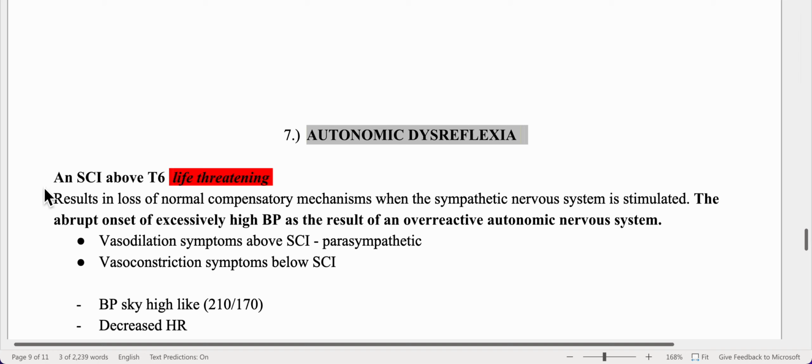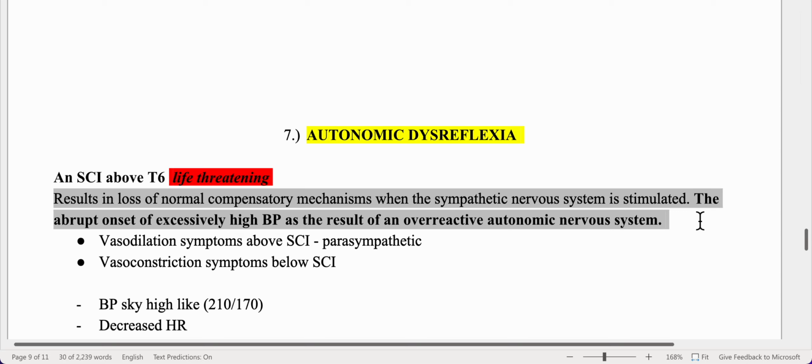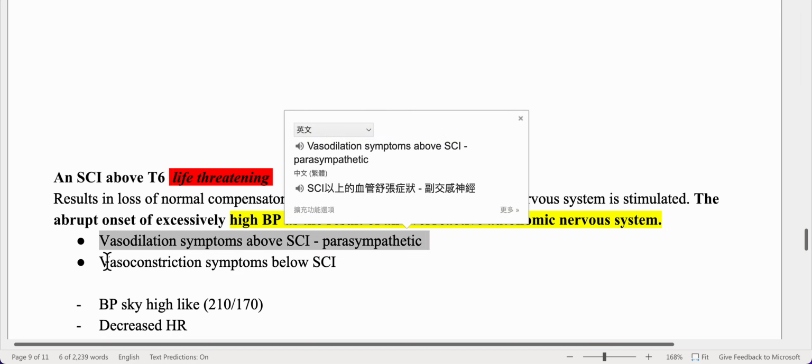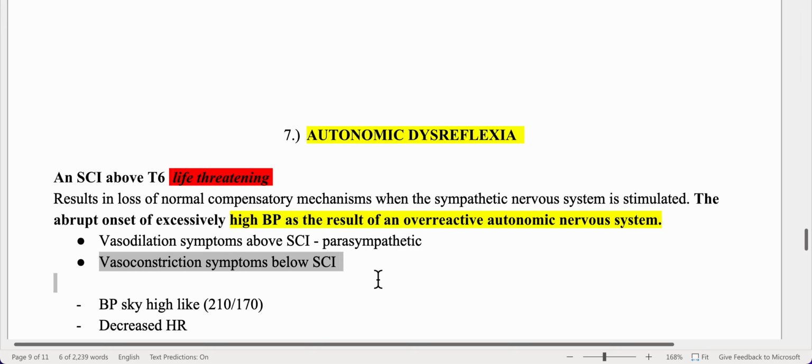Autonomic dysreflexia. An SCI above T6, life-threatening. Results in loss of normal compensatory mechanisms when the sympathetic nervous system is stimulated. The abrupt onset of excessively high BP as the result of an overreactive autonomic nervous system. Vasodilation symptoms above the SCI, parasympathetic. Vasoconstriction symptoms below the SCI.